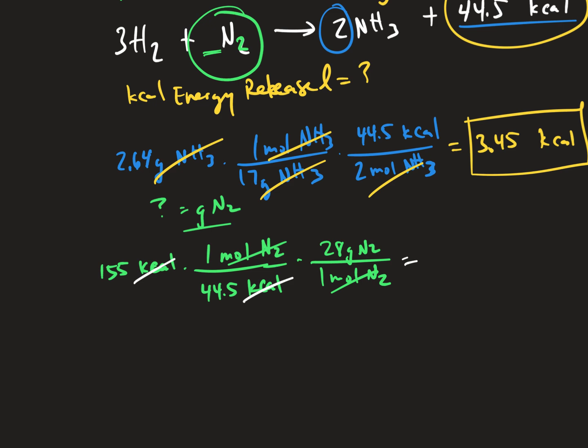97.5 grams of N2. Question? With that negative on the 45.5 kilocalories, you don't ever use the negative in the equation unless it asks you for that specific delta H. Okay. Yep. I keep throwing it in there.